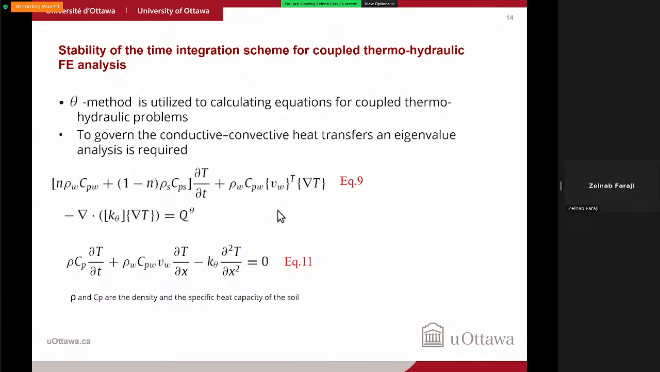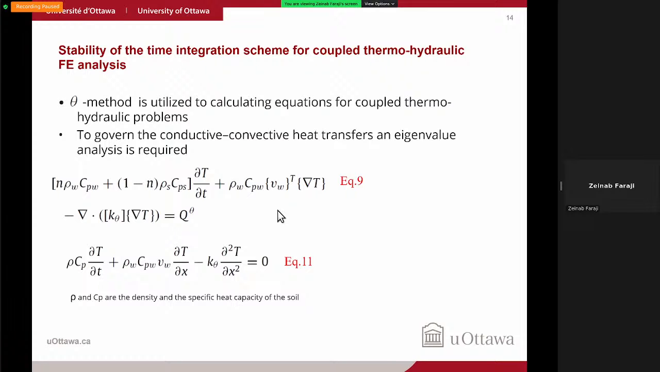In a coupled thermohydraulic problem, it is essential to define a time integration scheme to estimate the numerical solution over time, stepping delta T in the finite element analysis, and the stability condition is an important part of any time integration. If we use stable time stepping, the errors between the numerical solution and the exact solution can either decrease or at least remain constant.